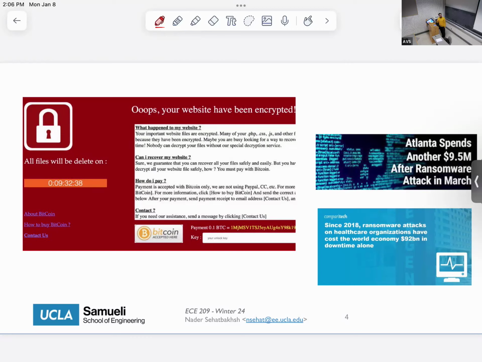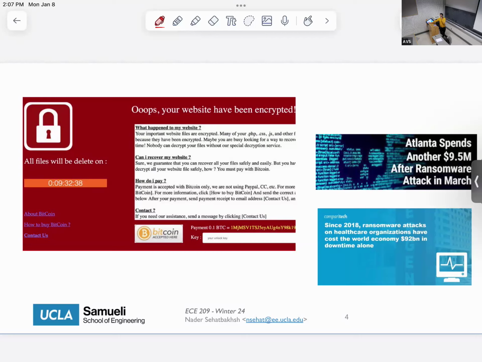For example, the pictures I'm showing you here are of ransomware attacks, which are becoming very, very common, and we're going to talk about ransomware at some point in the class. This was when I was living in Atlanta, the picture on the right side. Lots of hospitals in the Atlanta metropolitan area were impacted by this ransomware attack, and eventually the state decided to pay the attackers. They actually paid about $10 million to get their data back.